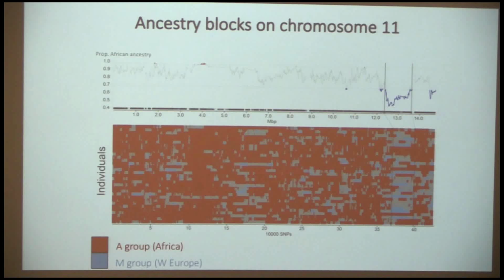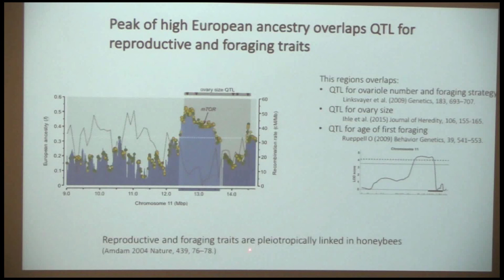Why do we see that? One thing that we found really interesting is that it overlaps with a QTL, which has been found in a lot of different studies, which is involved in both foraging and reproductive behavior. And reproductive and foraging behavior are believed to be pleiotropically linked in honeybees. It's something to do with the evolution of sociality.